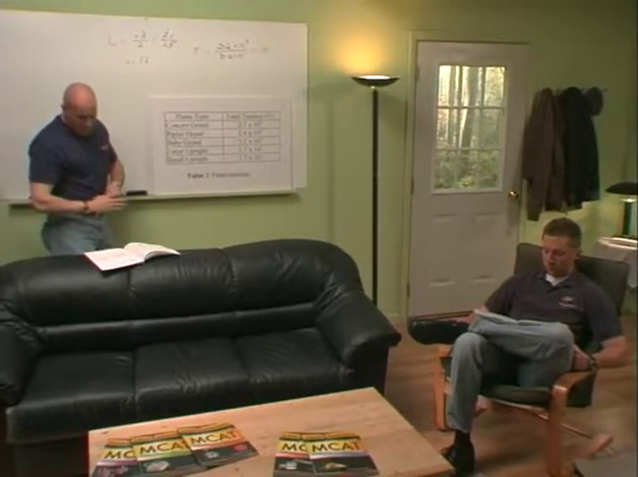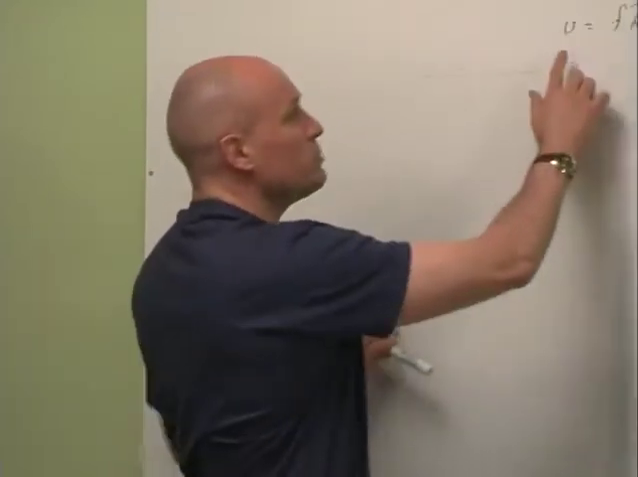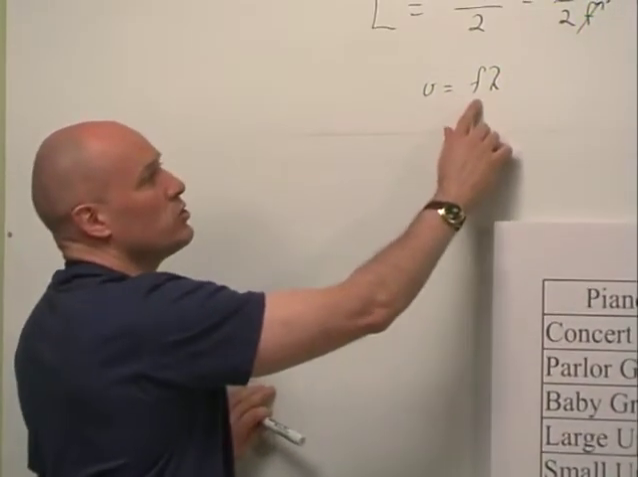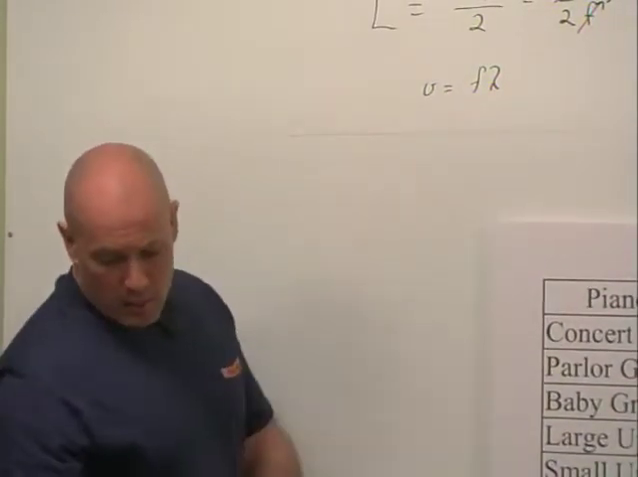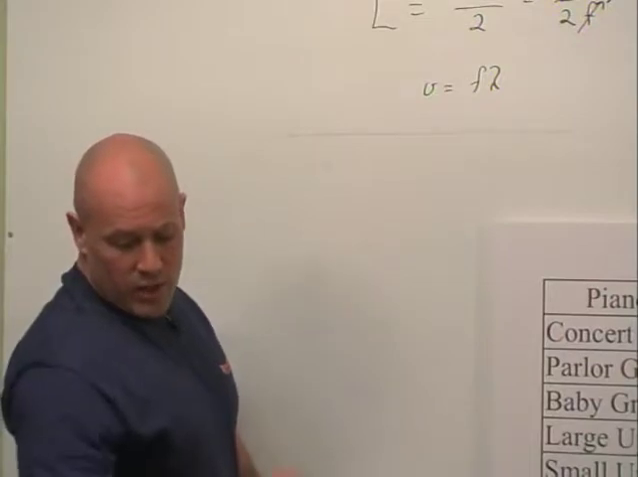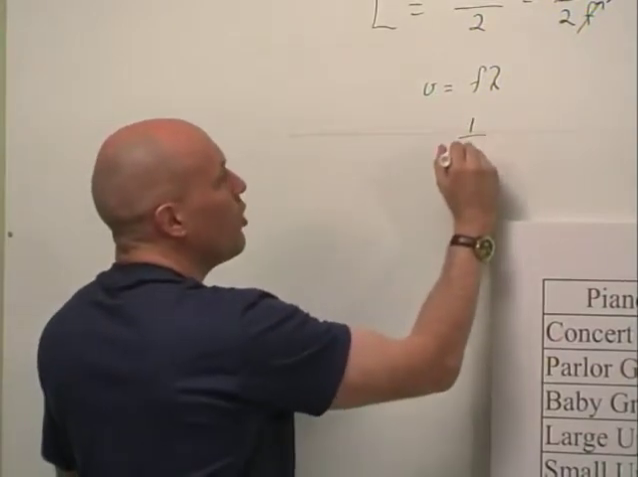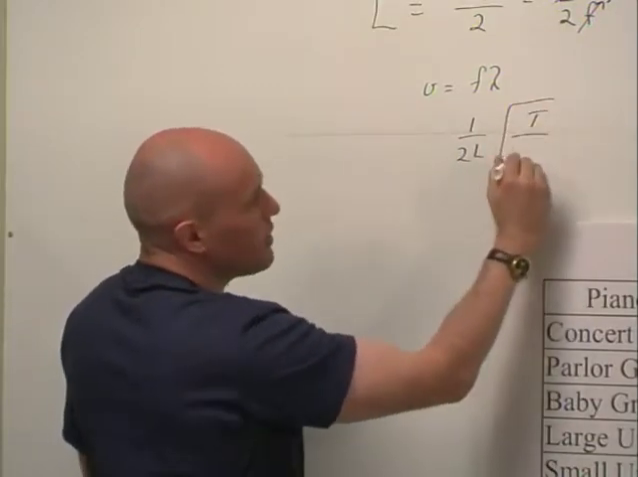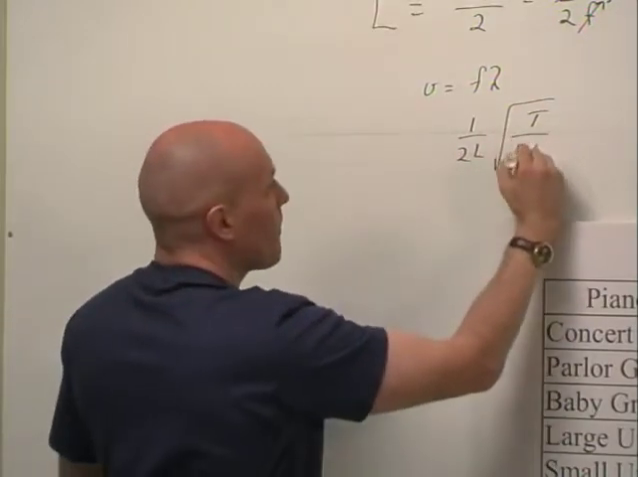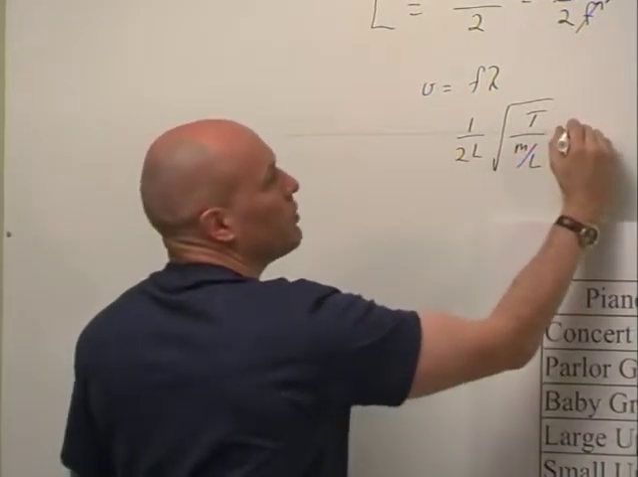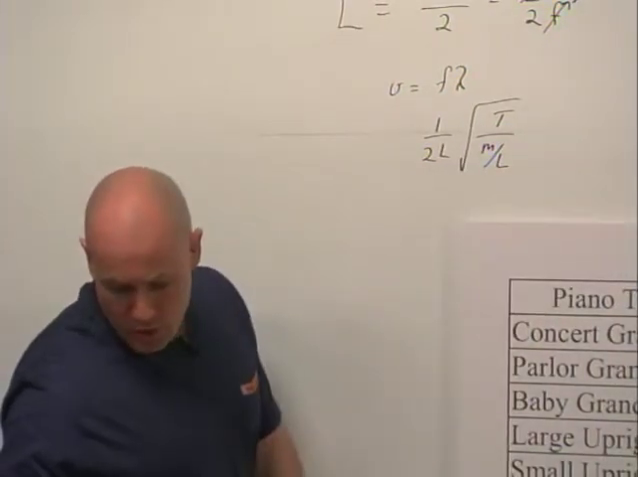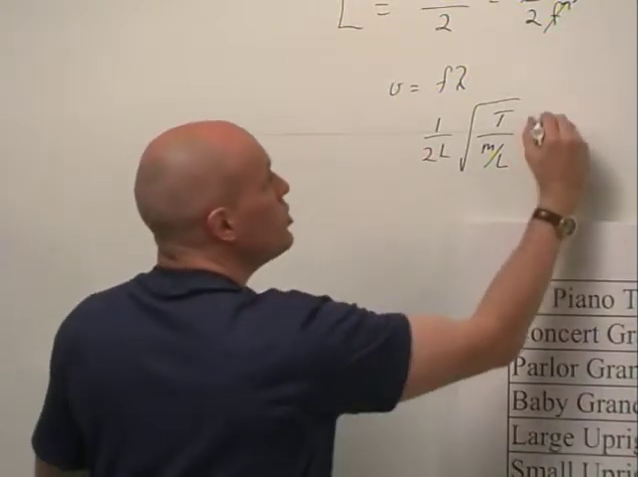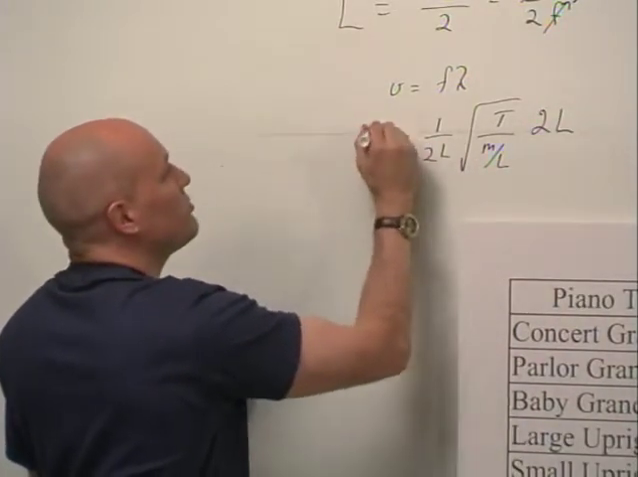Question 63. The wavelength of the fundamental mode of a piano wire is 2L. Which of the following represents the speed of a wave on this wire? Speed is given by the formula velocity equals frequency times wavelength. From the passage, they give the frequency as 1 over 2L times the square root of T over M over L. Then we multiply that by lambda, and they told us in the question that lambda is 2L, and that's my velocity.